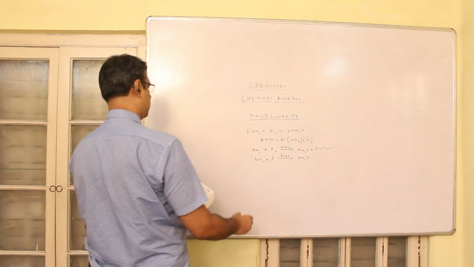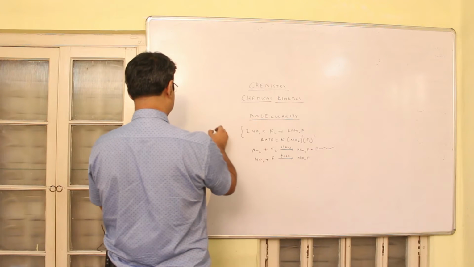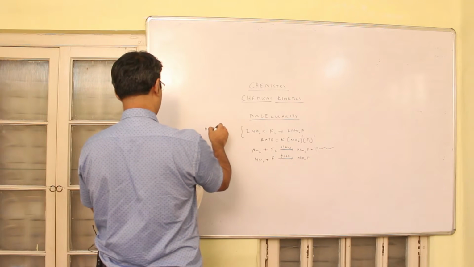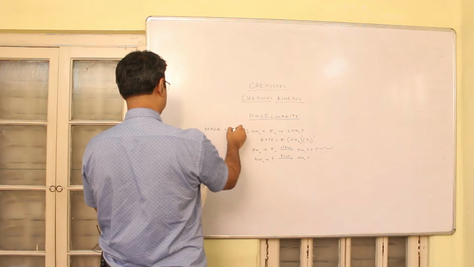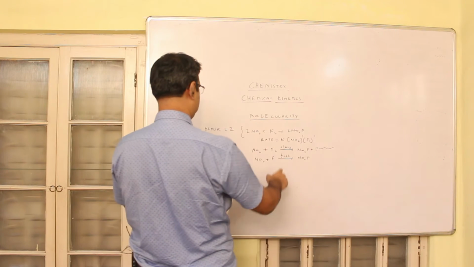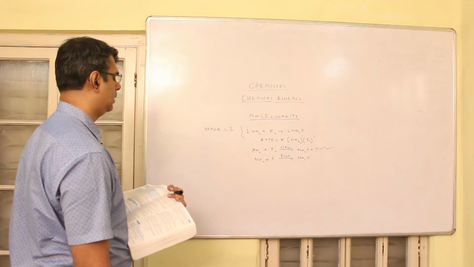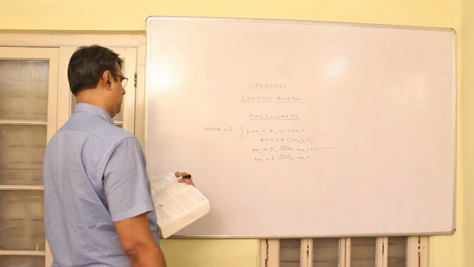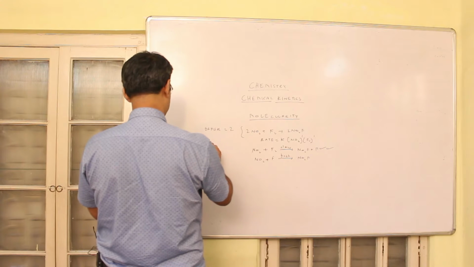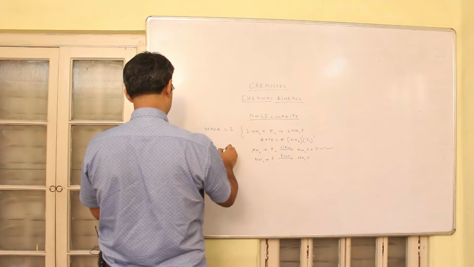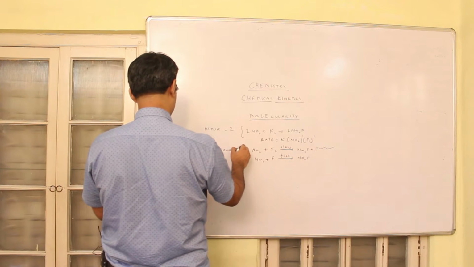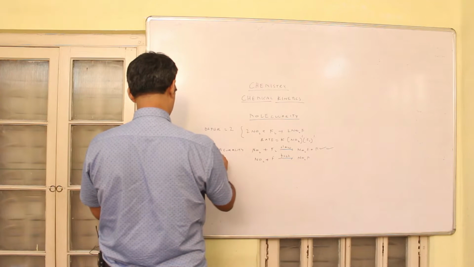So, if you are asked the order of this reaction, the order will be 2, because in the slow step the stoichiometric coefficients are 1 and 1, so the order will be 2. Now the thing is that in this reaction, each step has its own molecularity.